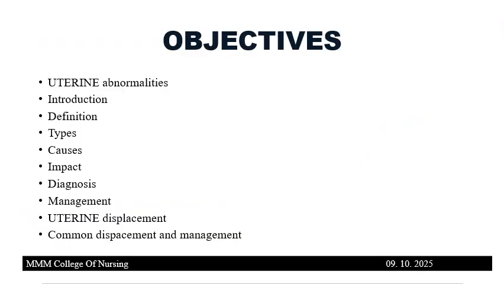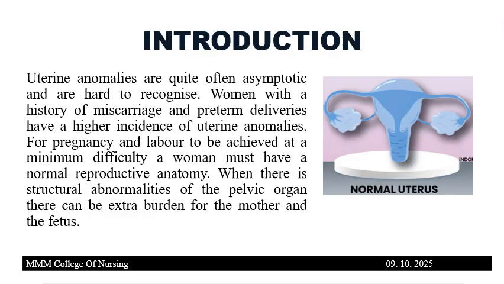The objectives: we're going to see about the uterine abnormalities, the introduction of the uterine abnormalities, definition, types, causes, impact, diagnosis, and management. And then we are going to see about the uterine displacement, the common displacement of the uterus and its management. First, we are going to see about the uterine abnormalities, the first topic.